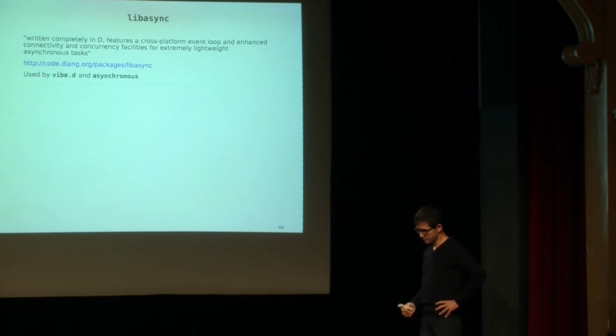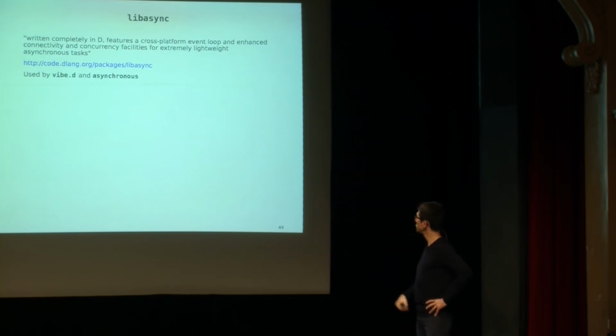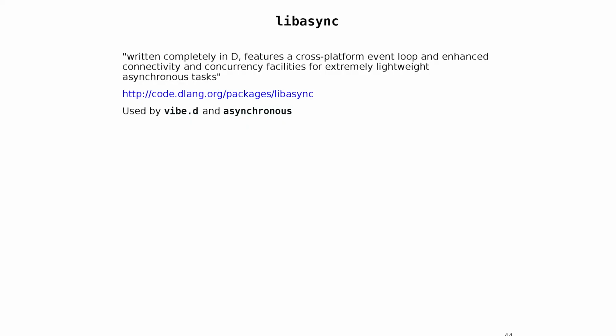So we have libasync, which is available on code.dlang.org. This is an async library which handles your event loop, written completely in D, cross-platform, extremely lightweight. Do we have the author of this library here today? Or anybody involved with it?